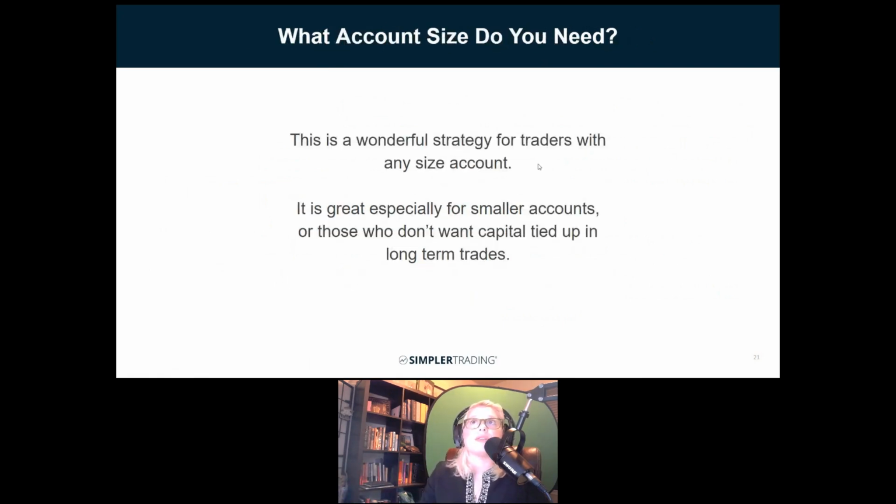What account size do you need? Well, this is a wonderful strategy for traders with any account size. I've traded this strategy in large accounts and I've traded them in small accounts. And of course, it's especially great for smaller accounts, for those of you who are limited on day trade abilities when you choose to use this as an intraday strategy, and for those who don't want capital tied up in long term trades.